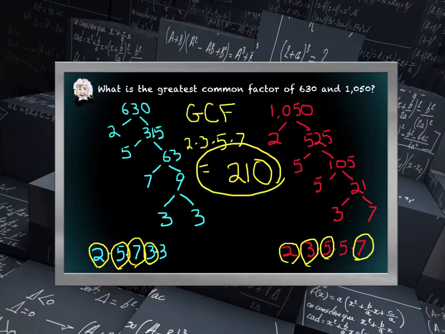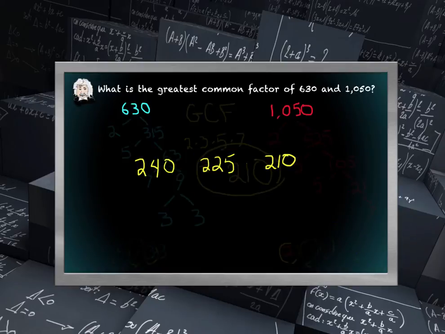Okay, let's get to it. The fastest and easiest way to solve this problem does not include prime factorizations. Since we're looking for the greatest common factor, we can start with the greatest answer. The greatest answer shown is 240, then 225 and 210. We'll begin with 240, and we want to check, is it a factor of each number? Therefore, is it a common factor?